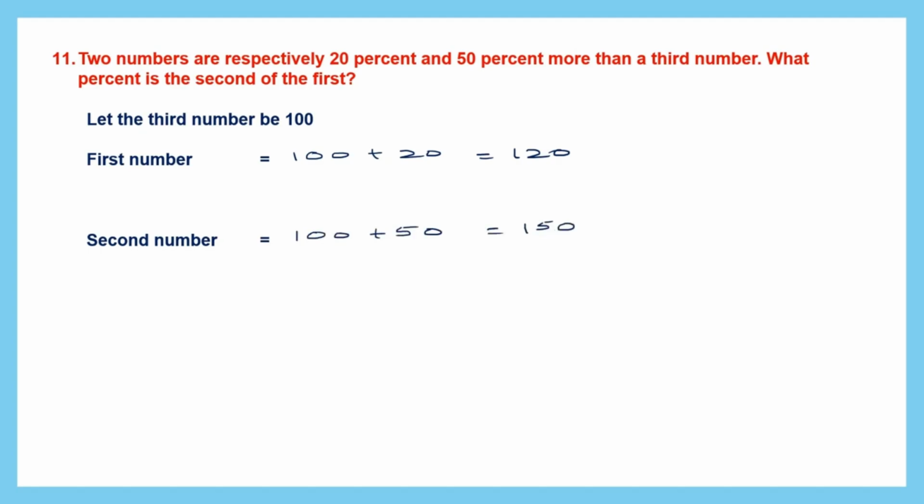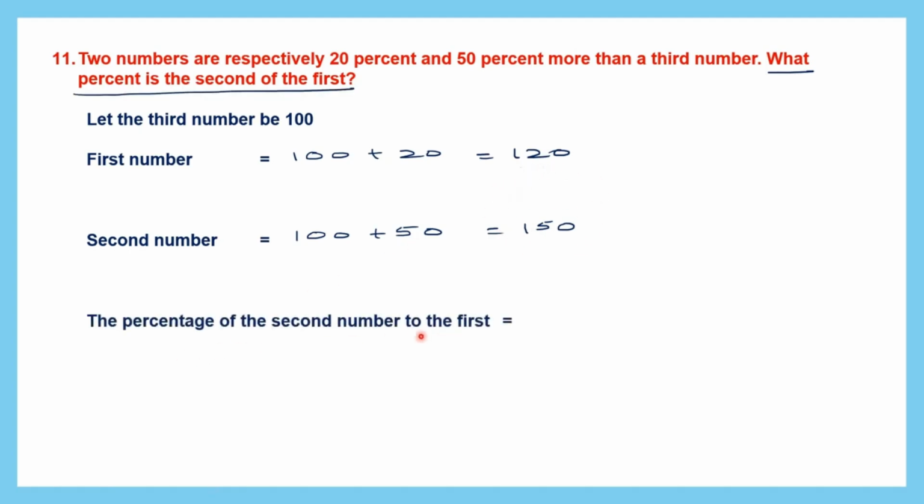Now, what are we asked to find? What percent is the second of the first? That means, what percent is this of the first one? So, let's write that. The percentage of the second number to the first number. So, write the second number first by the first number. And since we have to find the percent, we have to multiply this by 100%. So all we have to do is simplify.